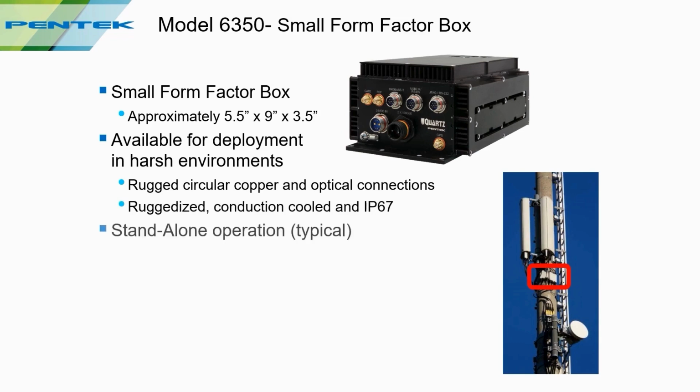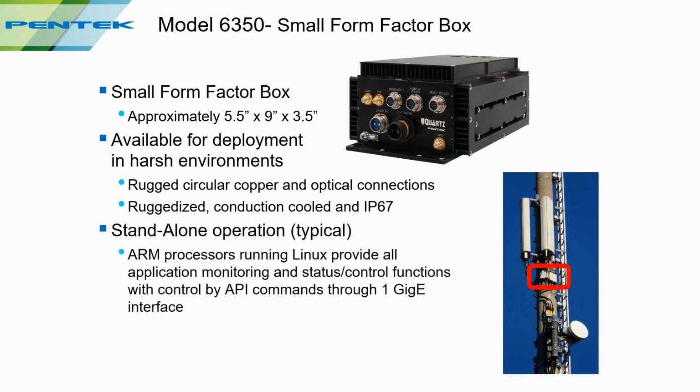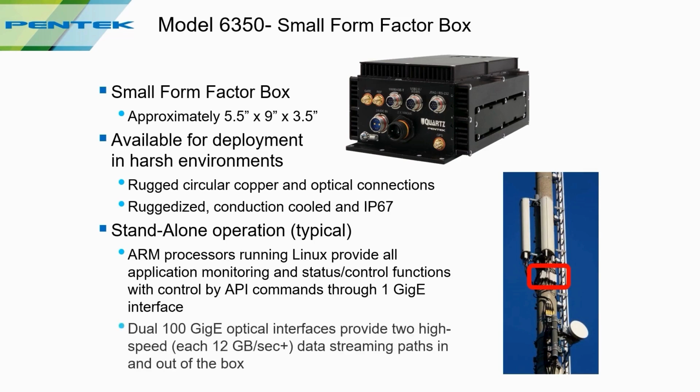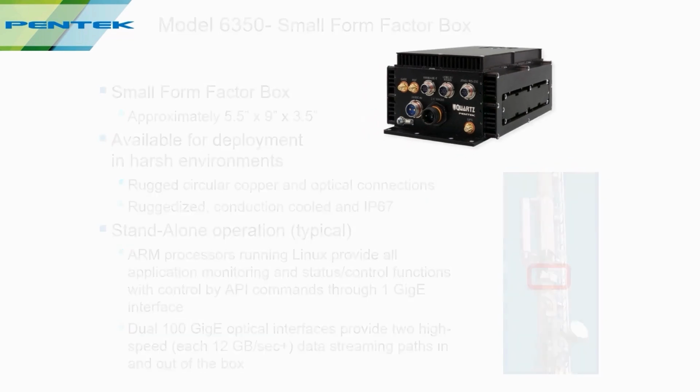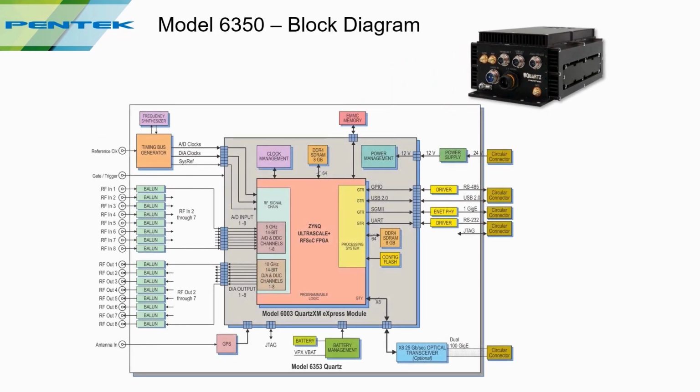And the RFSoC is an ideal match for standalone deployment because with the ARM processors running Linux and providing all the status and control functions, this can be done through our software API, and the dual 100 gig interface provides a high-speed data path for moving data in and out of the box with total data transfers greater than 24 gigabytes per second. And here again, when you look at the block diagram, it's essentially the same as the ones I've shown before, but the I/O connections are appropriate for the deployed space.